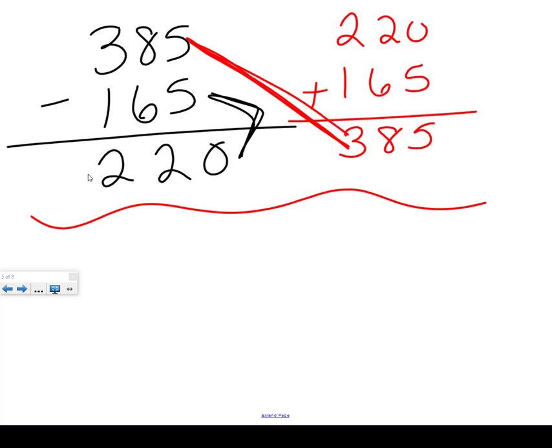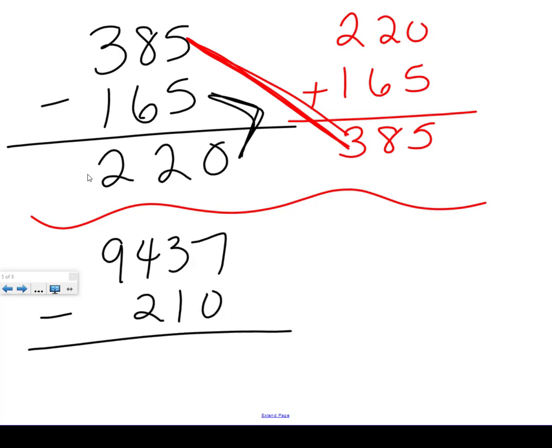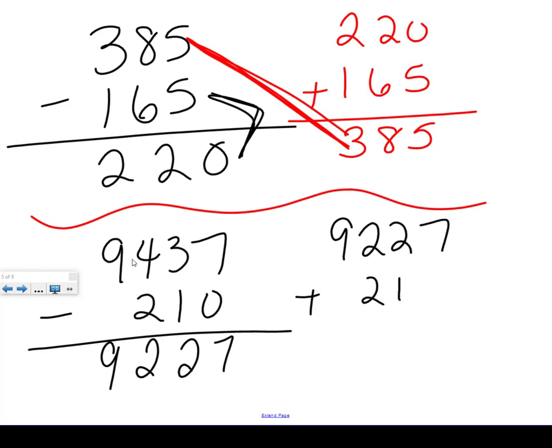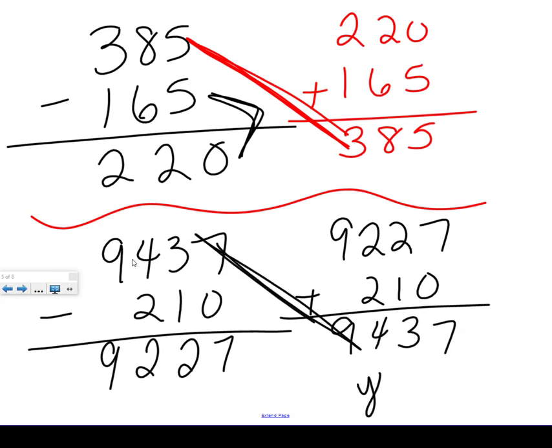So let's try another one. Let's say that I have 9437, and I'm going to subtract 210. I do my subtraction and I find 9227. And if I wanted to check my work, I would take the 9227 and add it to the 210, and these two in the diagonal match, so yes, I did it correctly. I just checked my work, okay?